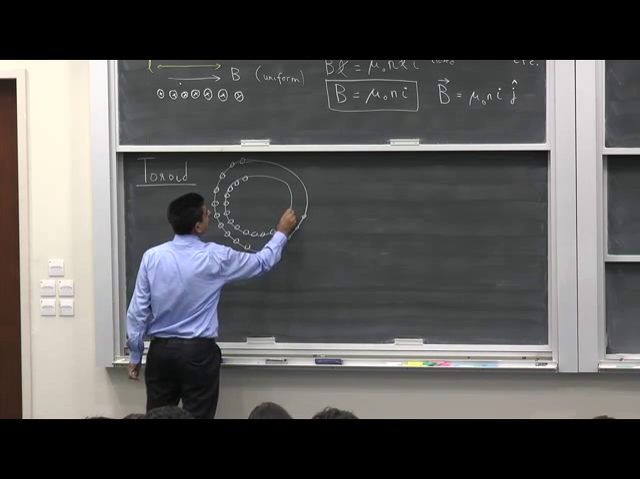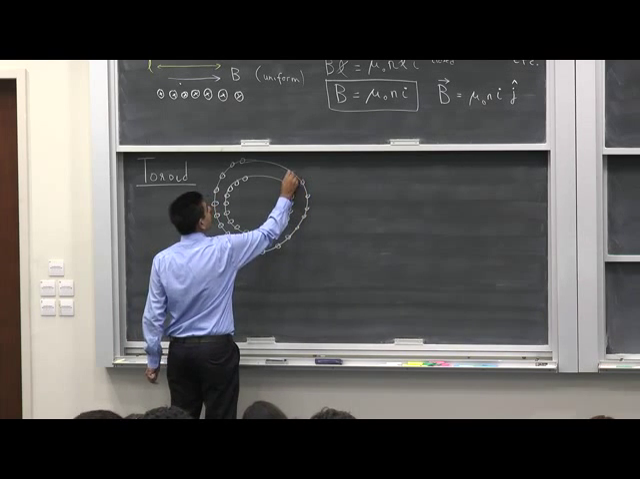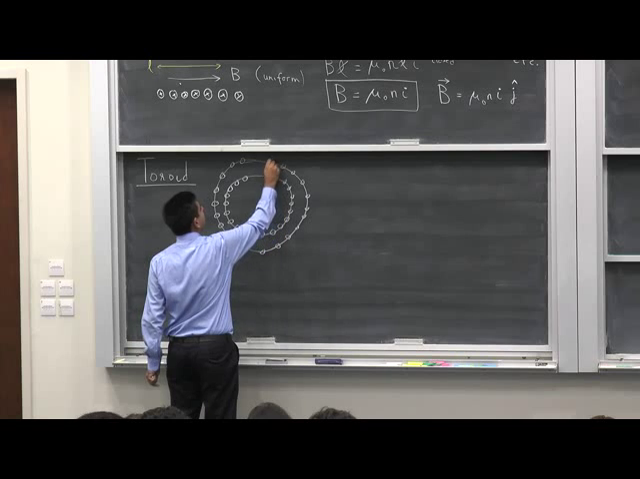Notice that the coils on the outer periphery of this toroid are slightly further apart because it's at a greater distance from the origin of the toroid.